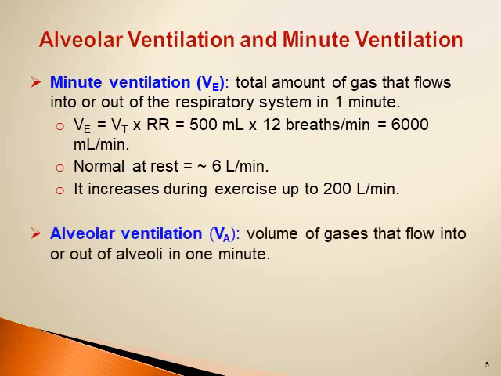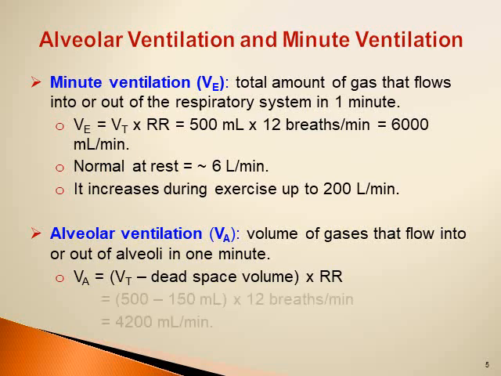Alveolar ventilation is the volume of gases that flows into or out of the alveoli in 1 minute, and it is the product of the gas in the alveoli, which can be obtained by subtracting dead space volume from the tidal volume and then multiplying the resultant volume by the respiratory rate. So it is equal to 350 ml multiplied by 12 breaths per minute, and the final product is 4,200 milliliter per minute.